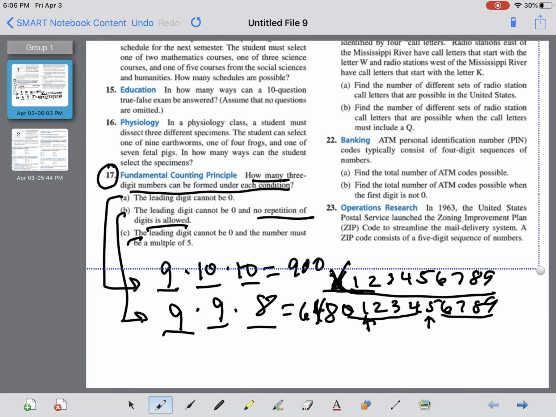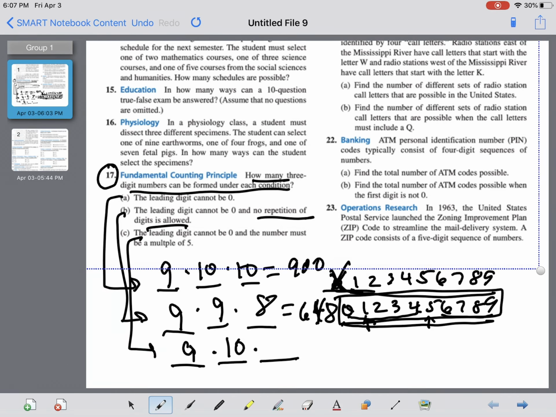And then C, the leading digit cannot be 0, and the number must be a multiple of 5. So look at my digits. The leading digit cannot be 0. It didn't say it couldn't be included anywhere else, and so I only have 9 choices. It didn't say anything about repetition, and so now I have any of these 10. But it's got to be a multiple of 5. Let's write down some three-digit numbers that are multiples of 5. To be a multiple of 5, it's got to end in a 5 or a 0, so there's only 2 choices there. And so for that, we get 180 ways to count that.